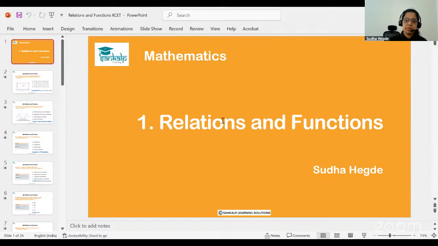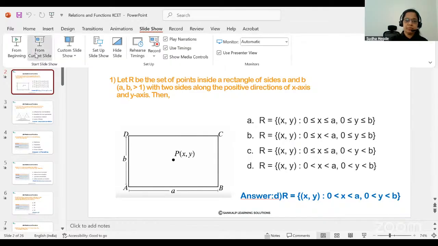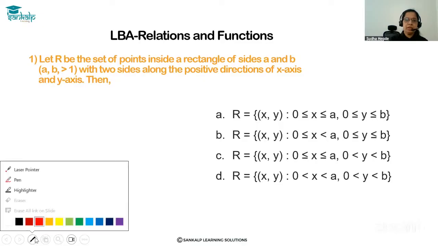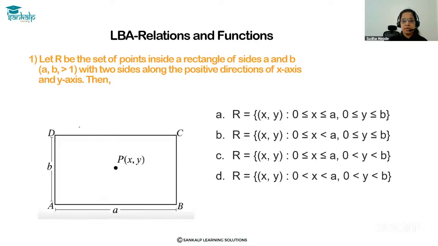Let us start with KCET questions. The first question is: let R be the set of points inside a rectangle of sides a and b, with ab greater than 1, with two sides along the positive directions of the x-axis and y-axis. Then we need to check which of the four options is correct.